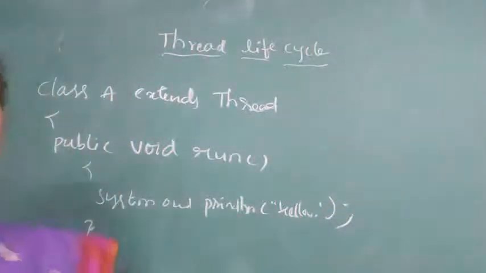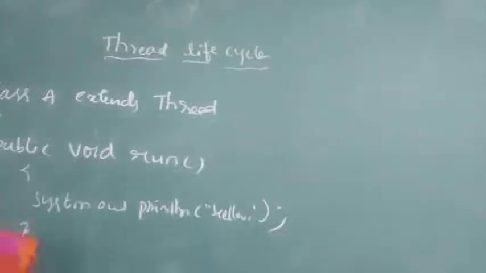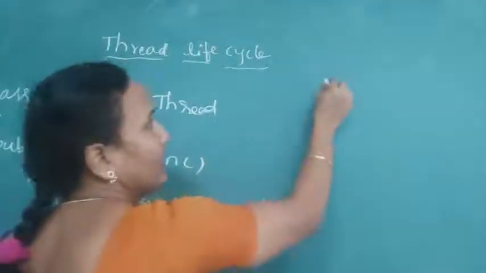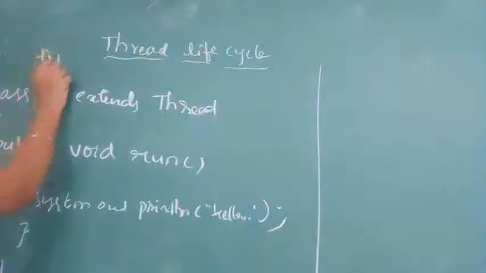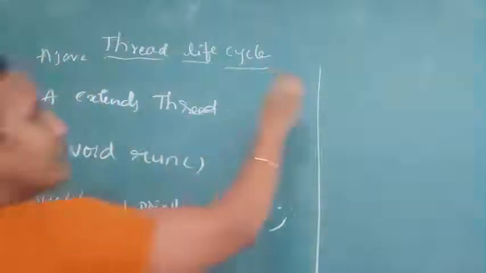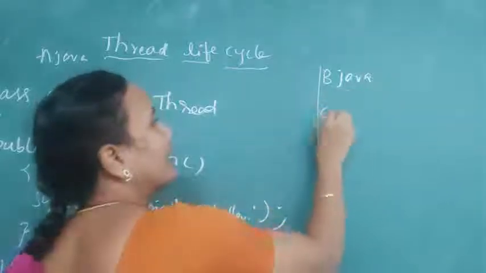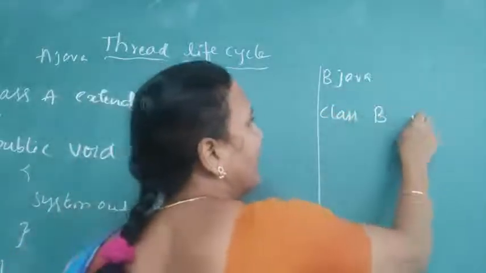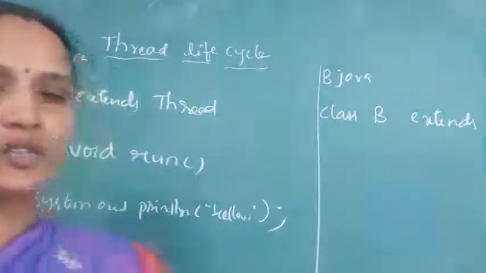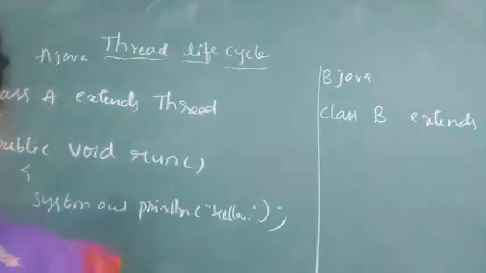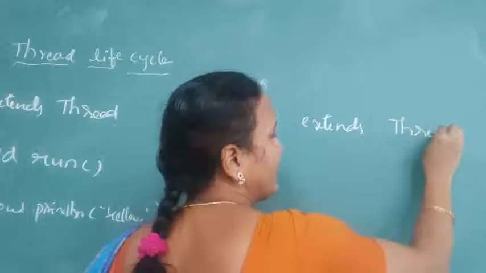This is one thread, and next here I am creating one more thread. This is an example. You can say this is A.java. Next I am creating B.java here. This also is class B extends Thread class.